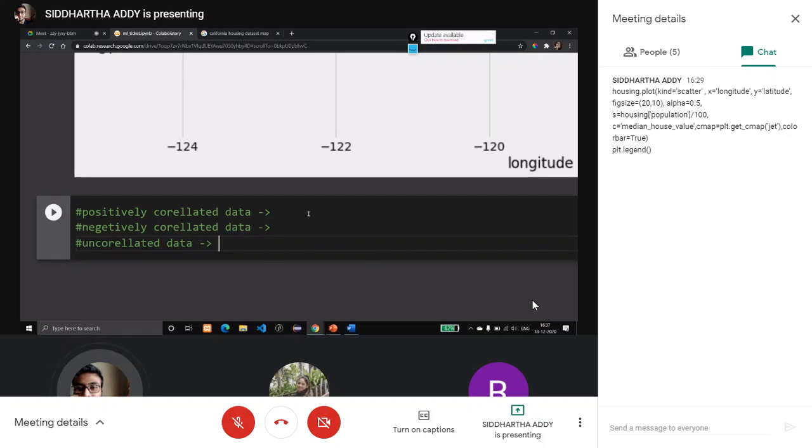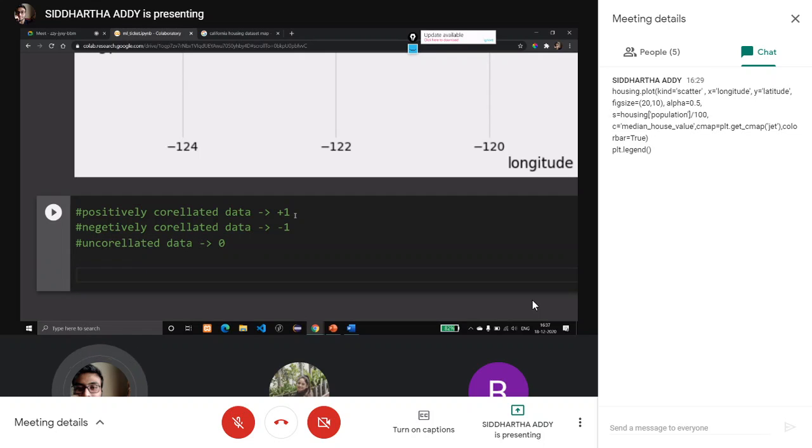Well, suppose the price of the house does not correspond to the amount of square feet that we have. If that is the case, then the data is uncorrelated. Positively correlated data is represented by +1, that is the maximum value of positive correlation. Maximum value of negative correlation is -1, and the uncorrelated data is 0. So the correlated data ranges from -1 to +1.